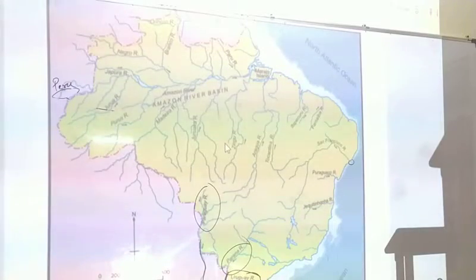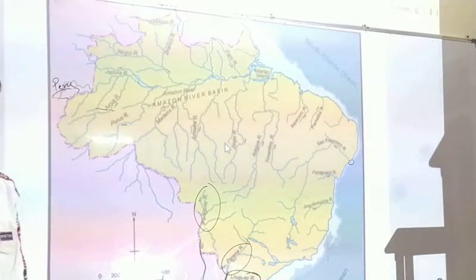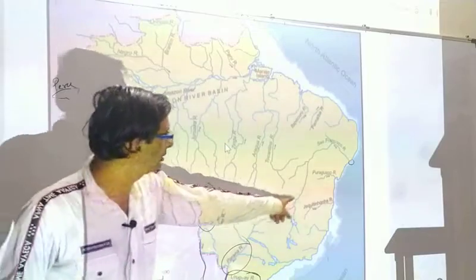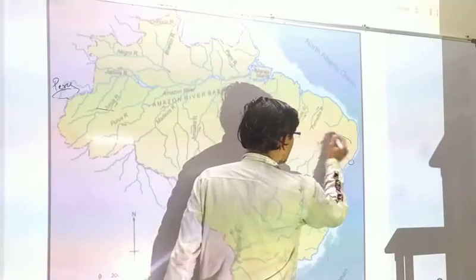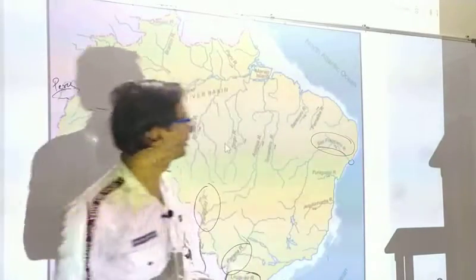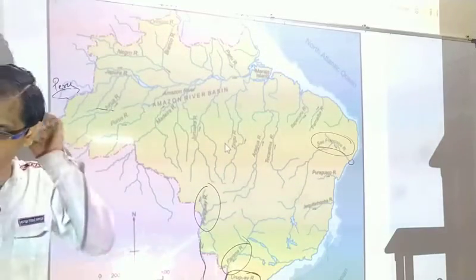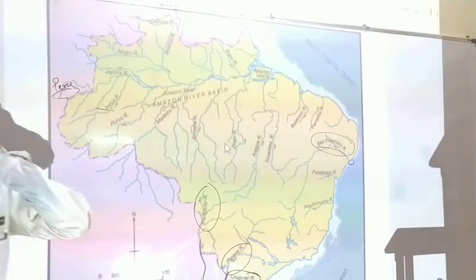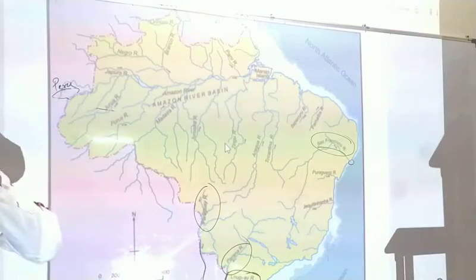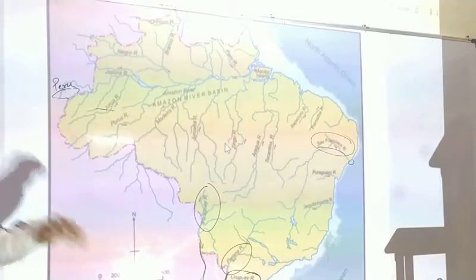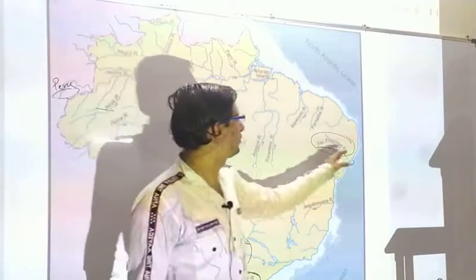Next one, Sao Francisco. You can see the river over here, which I have just marked. It is the third important river of Brazil. The entire basin of this river is within Brazil. It doesn't flow outside Brazil.